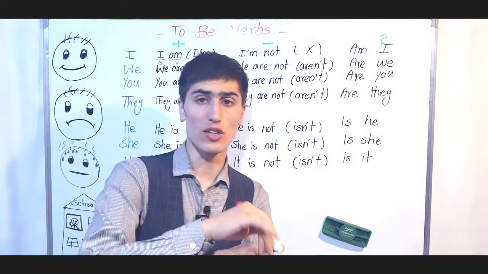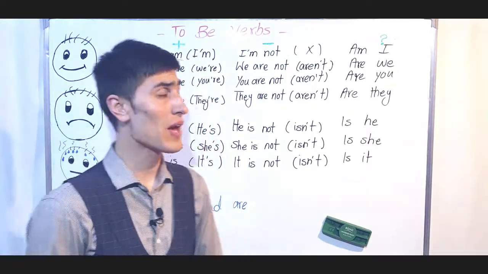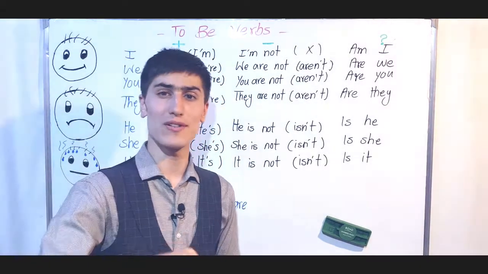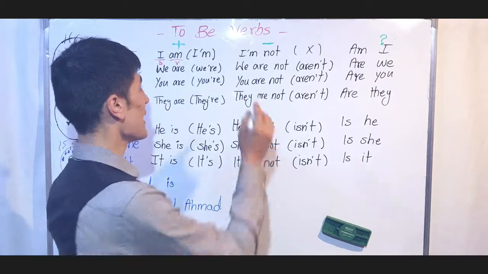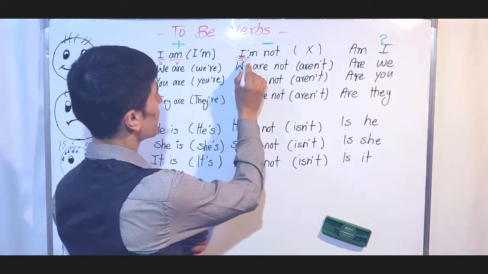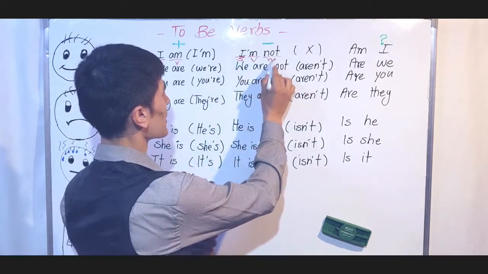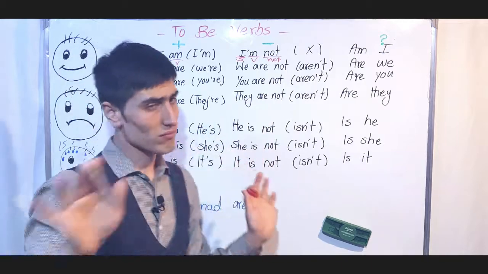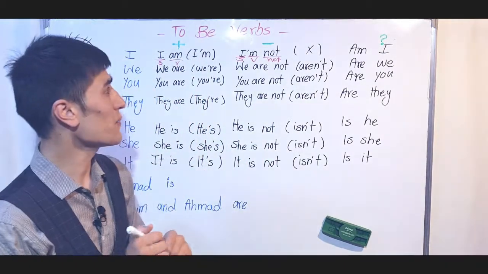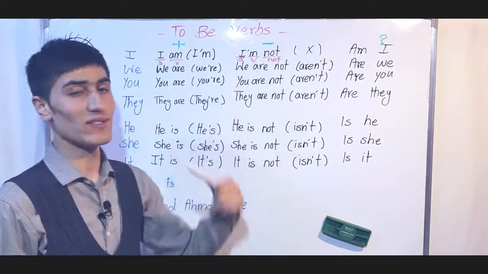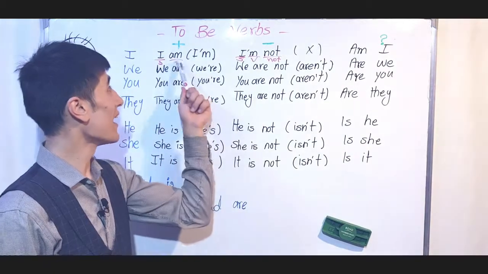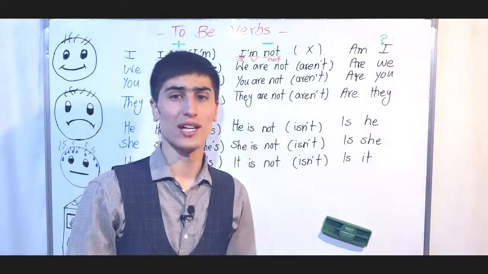You just add not after the to be verb and that's it. Okay? You first use your subject, then your verb, and then you use not. Very structured. I'm not. I'm not. I'm is the short form of what? Yes, I am. I'm not.